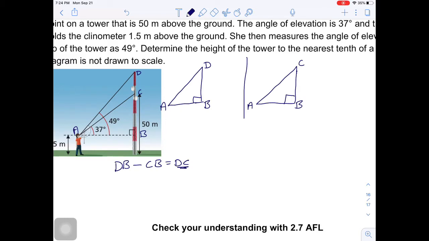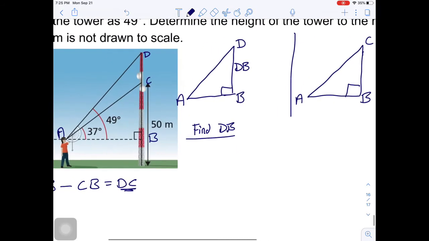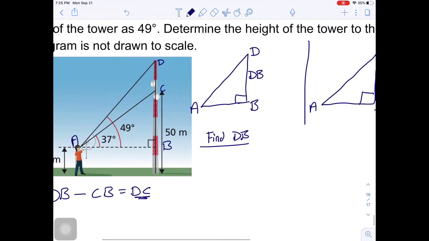So let's maybe move this guy over. Find D to B. Okay, so that's right here. Well, what do we know about this triangle? Well, we know in triangle ADB that this has an angle of 49.